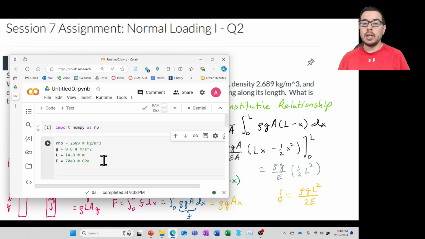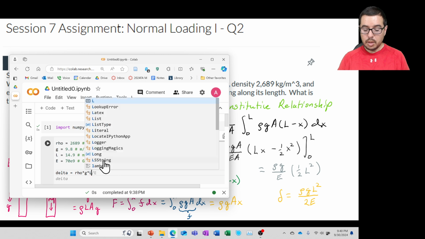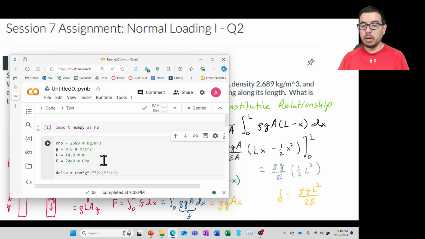So now let's write out that delta is going to be equal to rho times g times L. Remember, oh, here we go. L is going to be L squared. Oh, it even remembered. That's nice. But I don't really want to do E times 1e9, so I'll go ahead and, because I already did it, times 1e9, I can't quite leave it like that. I need to put parentheses because it's 2 times E, or I had to do 1/2 at the beginning.